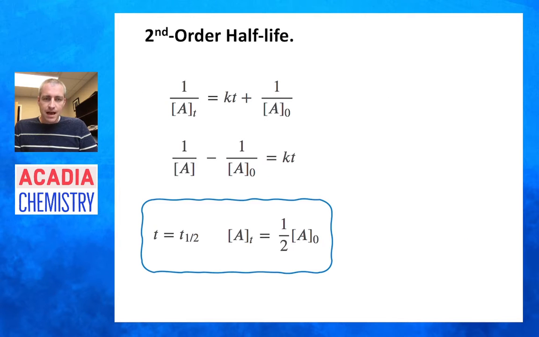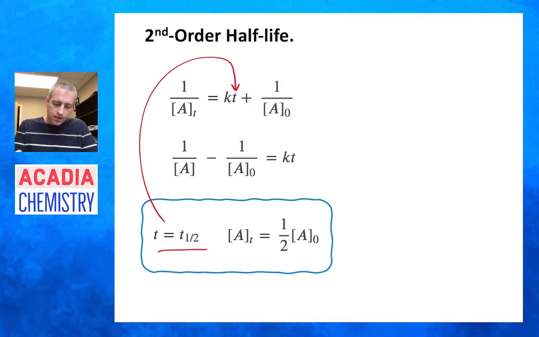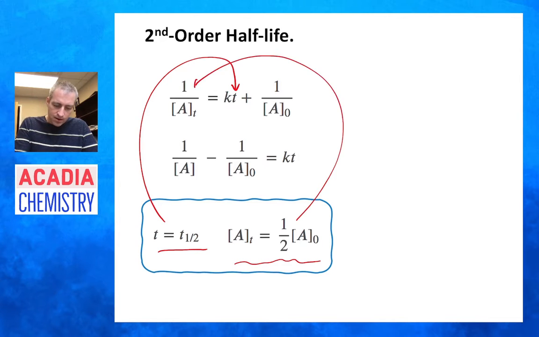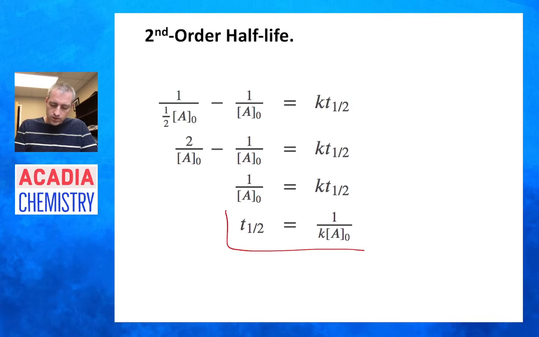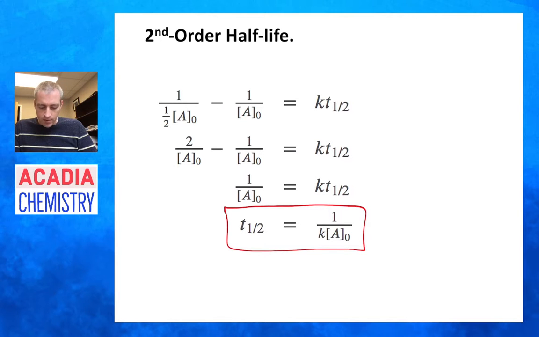We can express a half-life as well for a second order reaction. All we do is we take t1/2 as our time and insert that into our integrated rate law, and then we take the concentration of A at time t to be 1/2 of your original concentration, half of what you started with. Put that in there and solve, and we get an equation for half-life where the half-life is equal to 1 over k times the initial concentration, A naught.